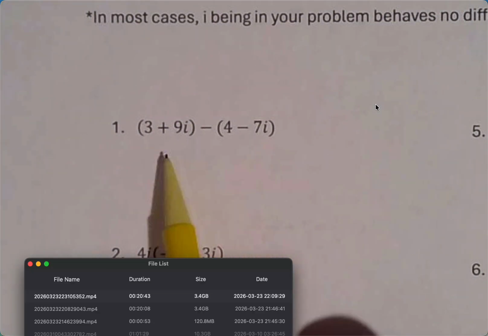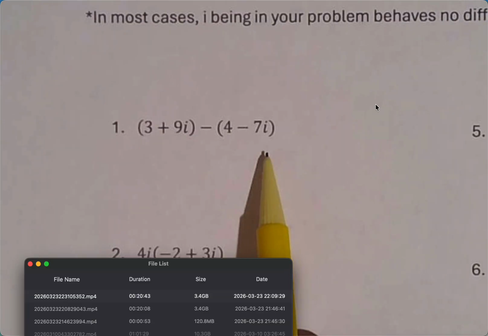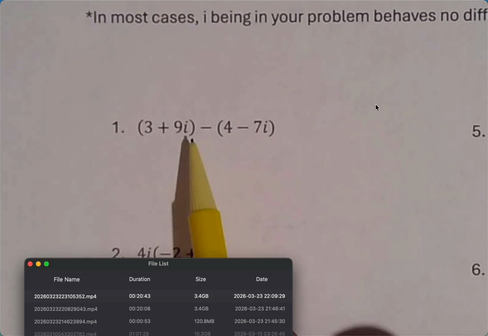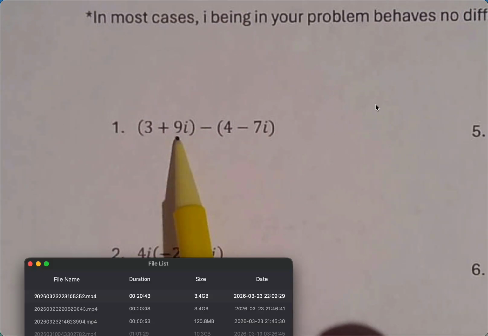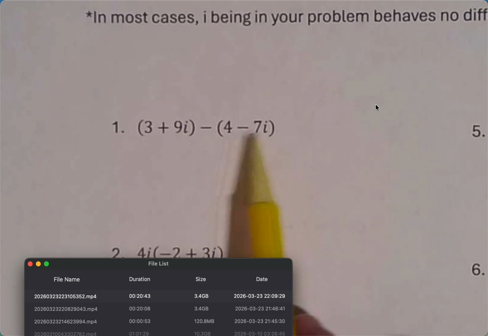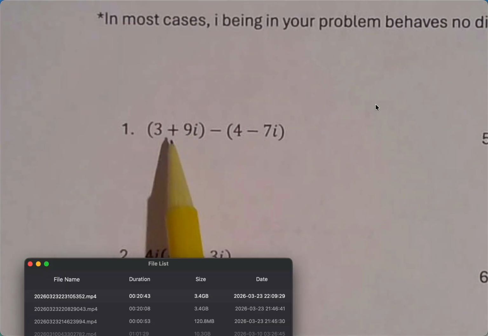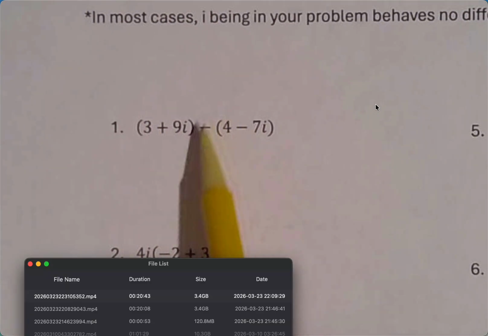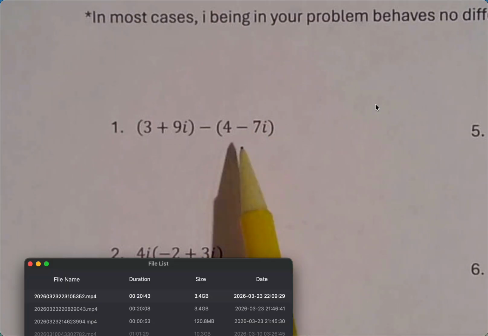Why would we write it like this with parentheses? Well, we as mathematicians are trying to say this is complex number 1, in other words, the first complex number, and I want you to subtract this second complex number. In parentheses, that's what we're denoting: this whole thing is the first complex number, and this is the second complex number, and we're subtracting them.